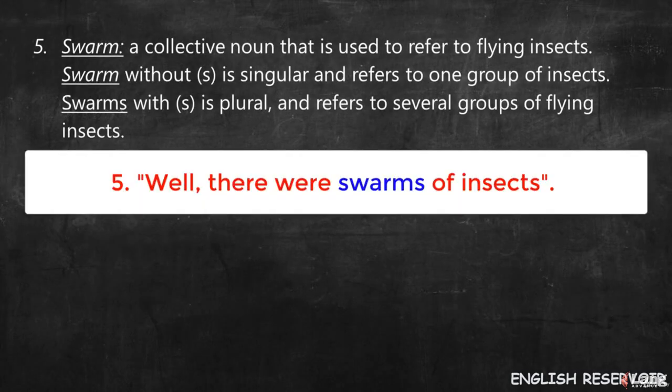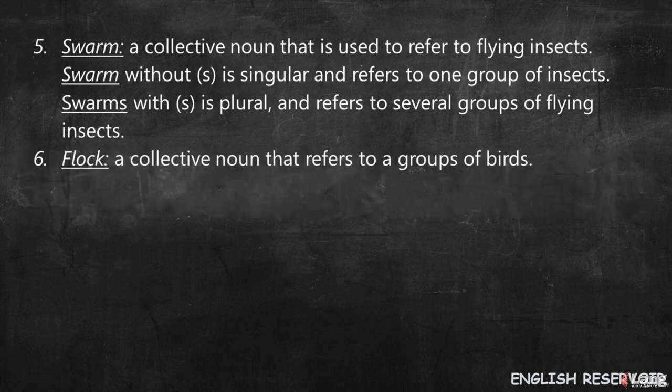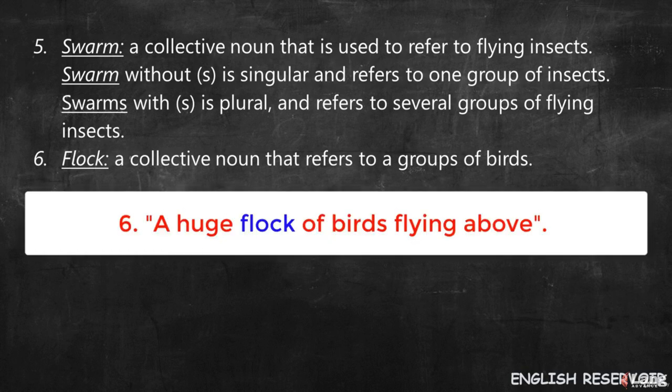5. Swarm. A collective noun that is used to refer to flying insects. Swarm without s is singular and refers to one group of insects. Swarms with s is plural and refers to several groups of flying insects. 6. Flock. A collective noun that refers to a group of birds.